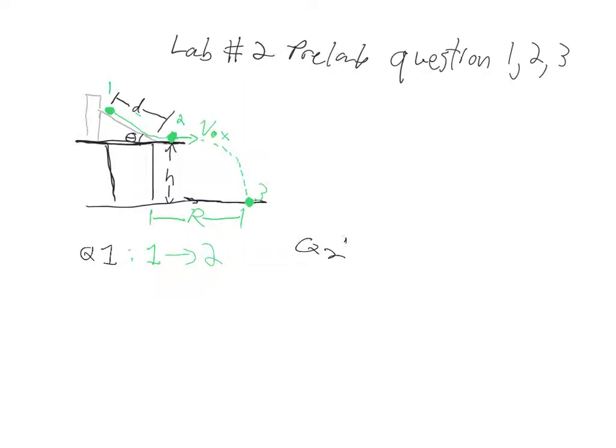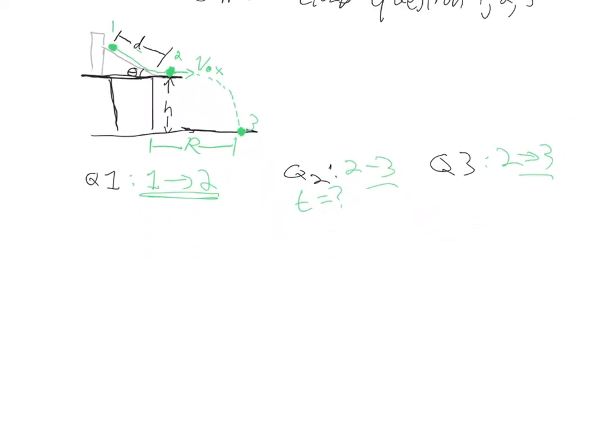Then question 2 asks you to consider from point 2 to point 3 and find the time that it's going to be in the air. And then question number 3 on the pre-lab asks you to once again consider points 2 to point 3, but determine the range or that horizontal distance that it's going to travel. All right, so numbers 2 and 3 are directly related to one another, but I think some of you guys are having issues, especially with question number 1. So let's go ahead and consider question number 1 first.